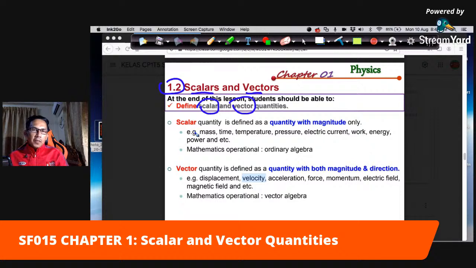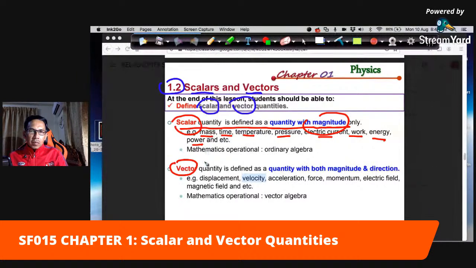So if you look at the definition given by the lecture note here, scalar quantity is defined as quantity with the magnitude only. Okay, so examples for the scalar quantity: mass, time, temperature, pressure, electric current, work, energy, power, right? And the second, we have a vector quantity. If you compare to the scalar quantity, which only has magnitude, for the vector quantity you must consider the magnitude and direction.